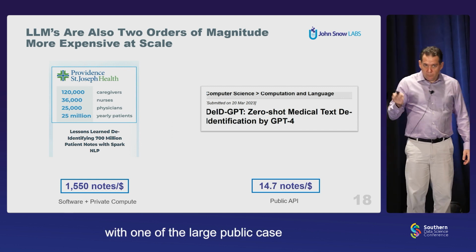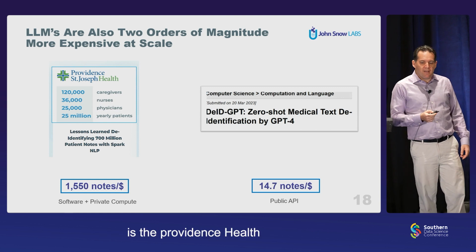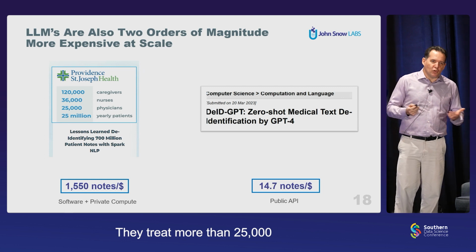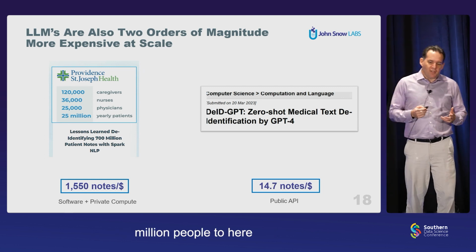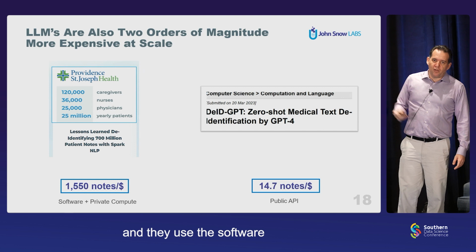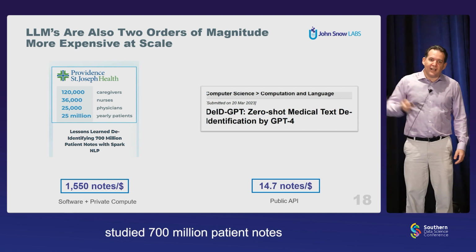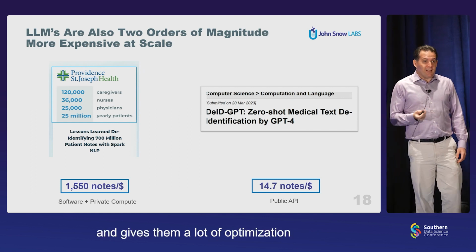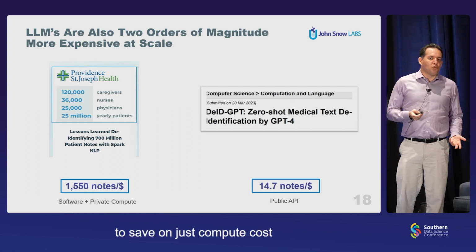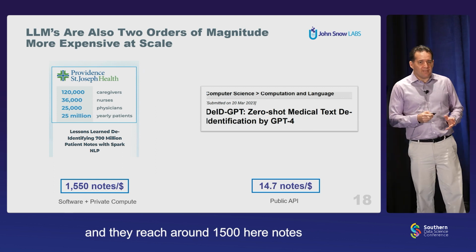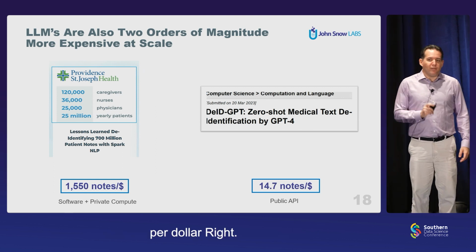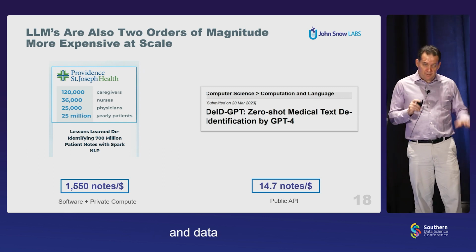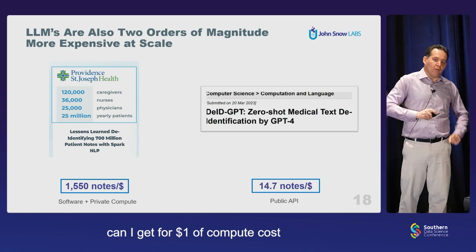And one of the large public case studies we have is with Providence Health, which is one of the large healthcare systems in the US. They treat more than 25 million people per year. And they use the software to de-identify, in the case study, 700 million patient notes. They more than doubled that number since. And they've done a lot of optimization to save on compute cost. And they reach around 1,500 notes per dollar. So that was the metric: how many pages of medical data can I de-identify for $1 of compute costs?